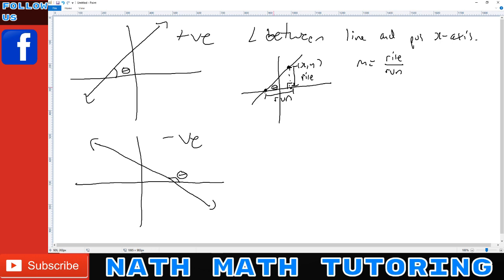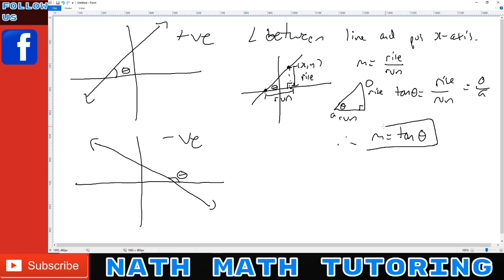Okay. Now if you look at here, this is a 90 degree triangle. Rise is here, run is here. And if you use the 90-degree triangle, this is the opposite side, this is the adjacent side. So we actually have tan theta equals rise over run as well, just by definition of tan, right? Tan is opposite over adjacent. So you can see here the link is, therefore m equals tan theta. So that is the formula to find the angle between a straight line and the x-axis, or the positive x-axis.